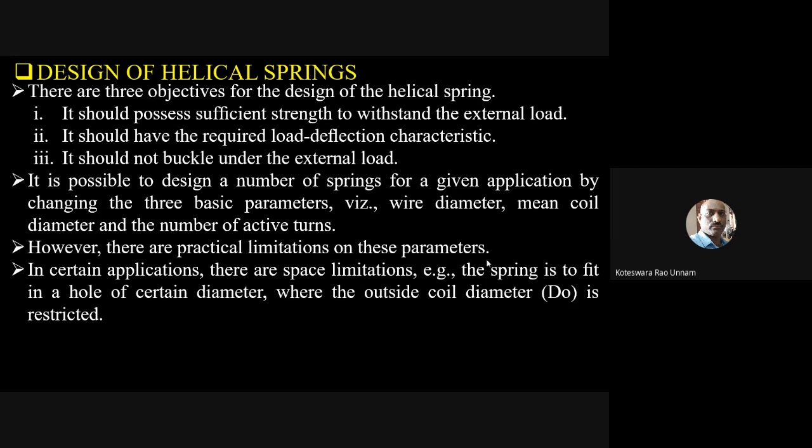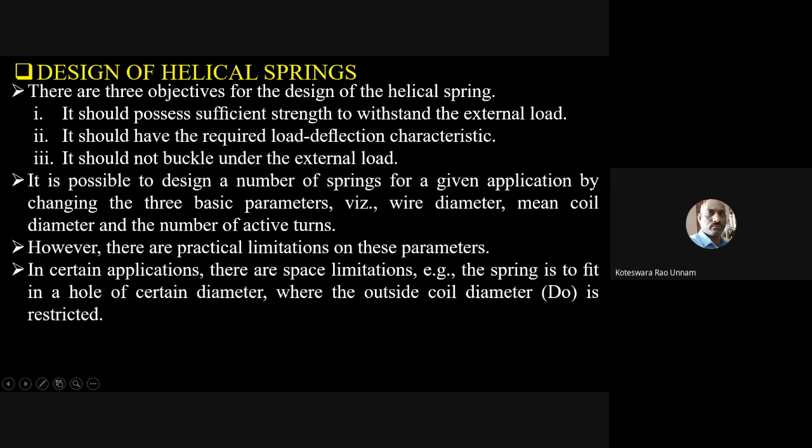Therefore the restriction is I cannot choose the mean coil diameter as any value, because there is a restriction on outside coil diameter. There is a restriction on outside coil diameter because you are using that in an application where you want to insert the spring into a hole of certain diameter. So a restriction on outside diameter is nothing but a restriction on mean coil diameter also, because your mean coil diameter is D0 plus Di by 2. So you cannot take any Di value or D0 value, and the restriction is there on the mean coil diameter also.